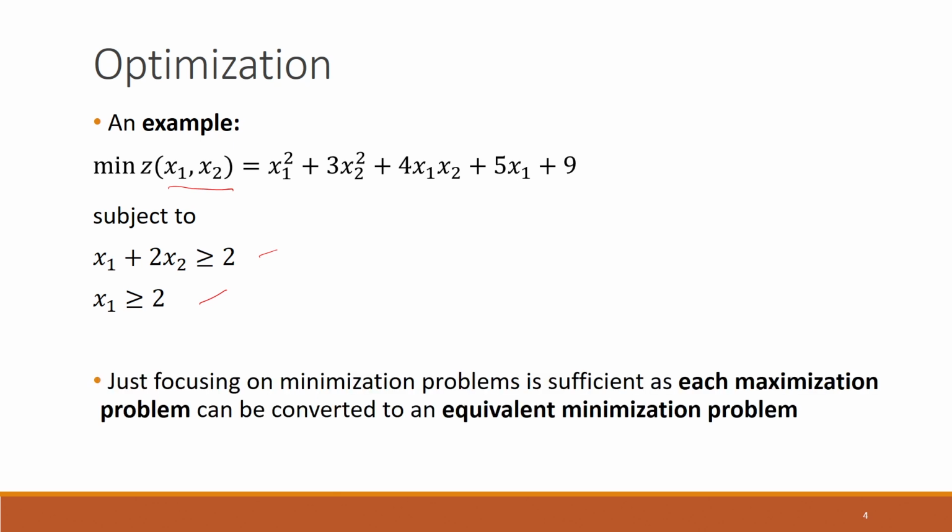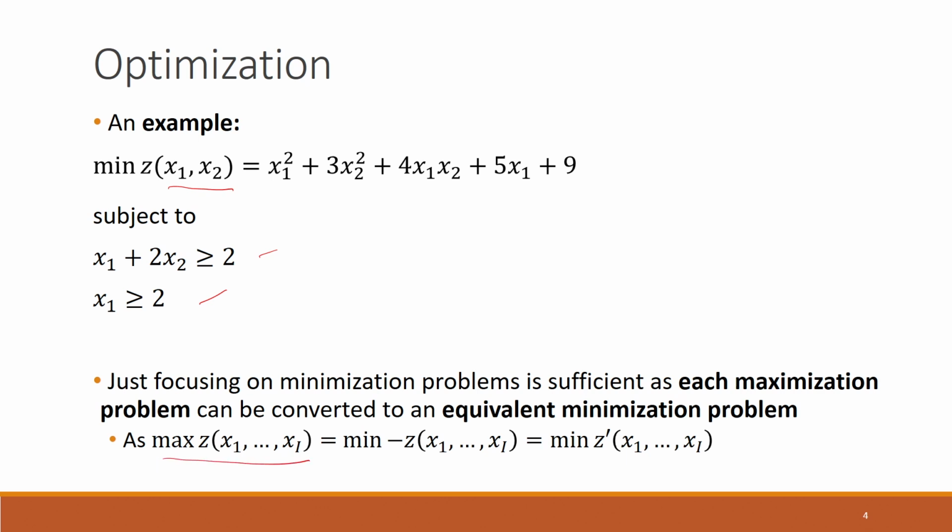Now, we have discussed this before, that every minimization problem can be converted to an equivalent maximization problem. Therefore, the concepts that we will focus on in the subsequent discussions will be for minimization problems, but all of them can be extended for maximization problems as well. Just to remind, if we have an optimization problem which is maximizing this function z, this is equivalent to saying that we want to minimize the function minus z. And we can consider this function minus z as a new function z dash.